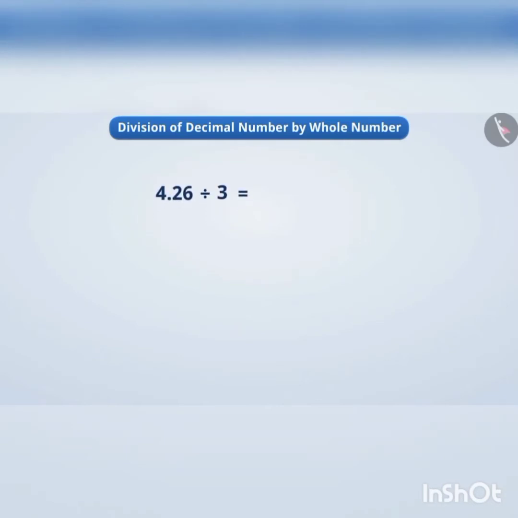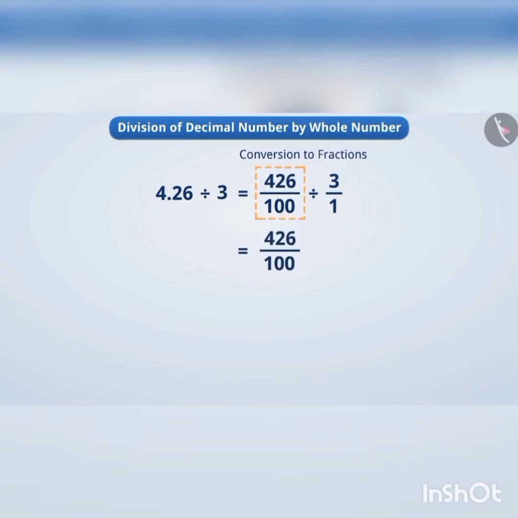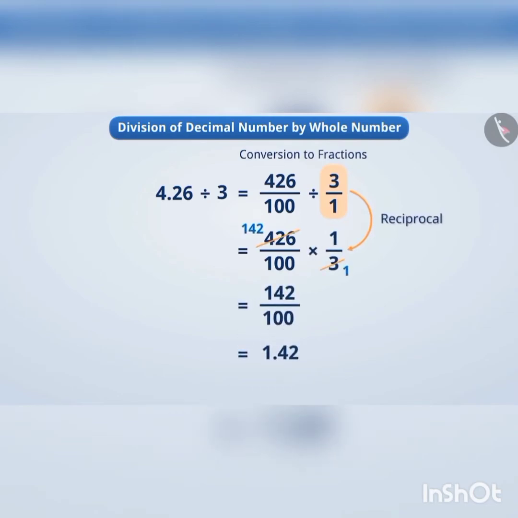To divide decimal numbers in mathematics, we can first express them as fractions. Like here, we have to write 4.26 as 426 by 100. Then we divide them. To divide fractions, we keep the number that is divided as it is and multiply it by the reciprocal of the second number. In this way, we get 1.42.